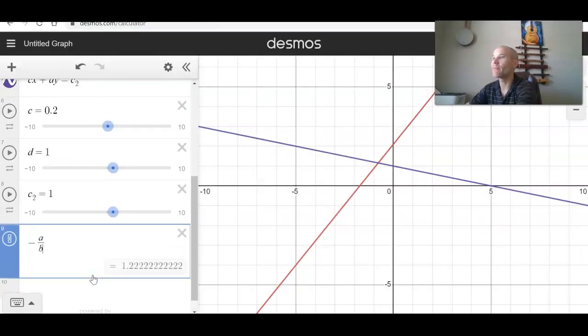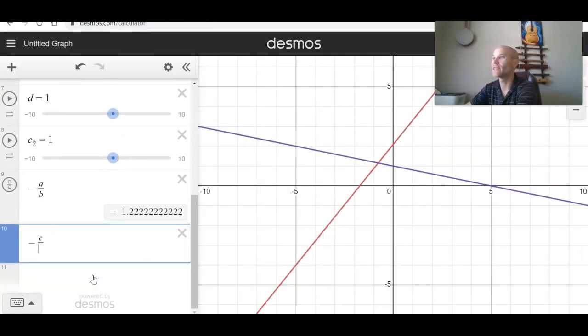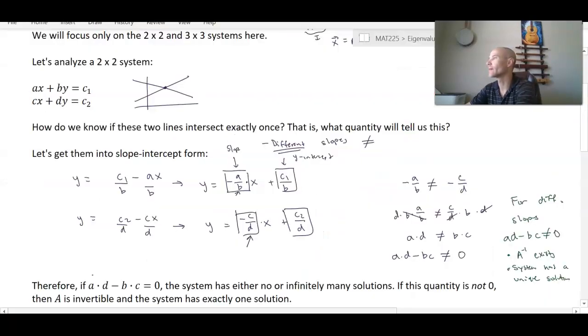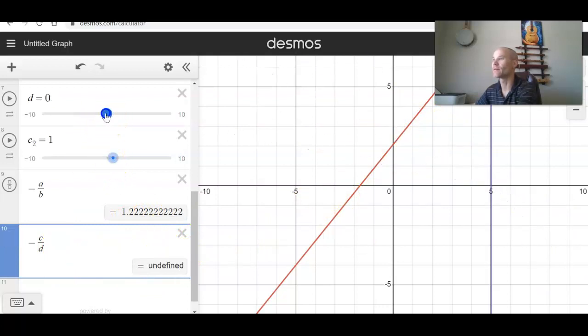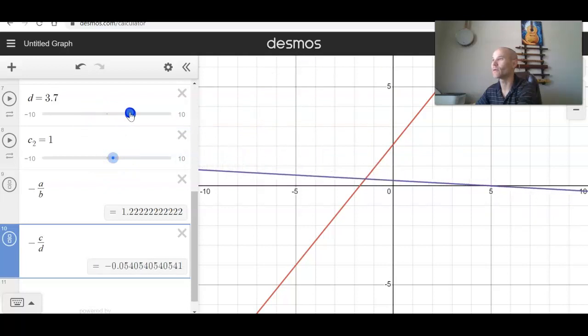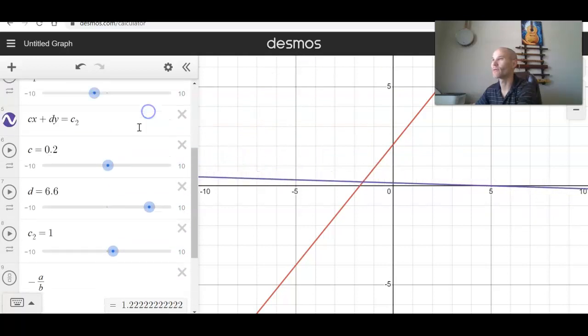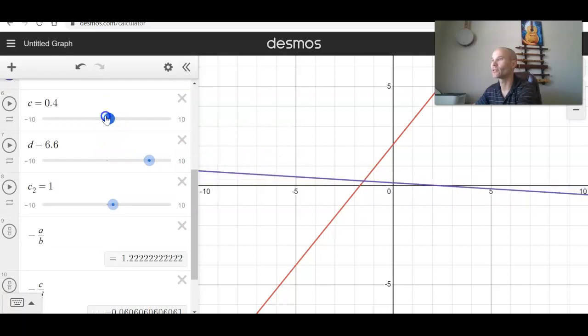And you can see that if I look at negative A divided by B, and I look at negative C divided by D, those are our actual slopes of our lines. The red line has a positive slope of 1.22. The purple line has a negative slope of negative 0.2. And let's see what happens when these become equal. Let's see if I can get them to be equal. Okay, I can't do it with that one. Let's try it with changing C.